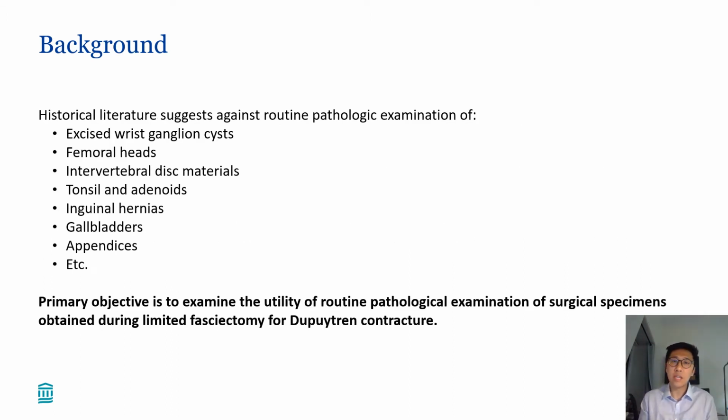Historical literature suggests against routine pathologic examination of wrist ganglion cysts, femoral heads, intervertebral disc materials, tonsils, and adenoids, inguinal hernias, gallbladders, appendices, and the list goes on. Our primary objective of this study is to examine the utility of routine pathological examination of surgical specimens obtained during limited fasciectomy for Dupuytren contracture.